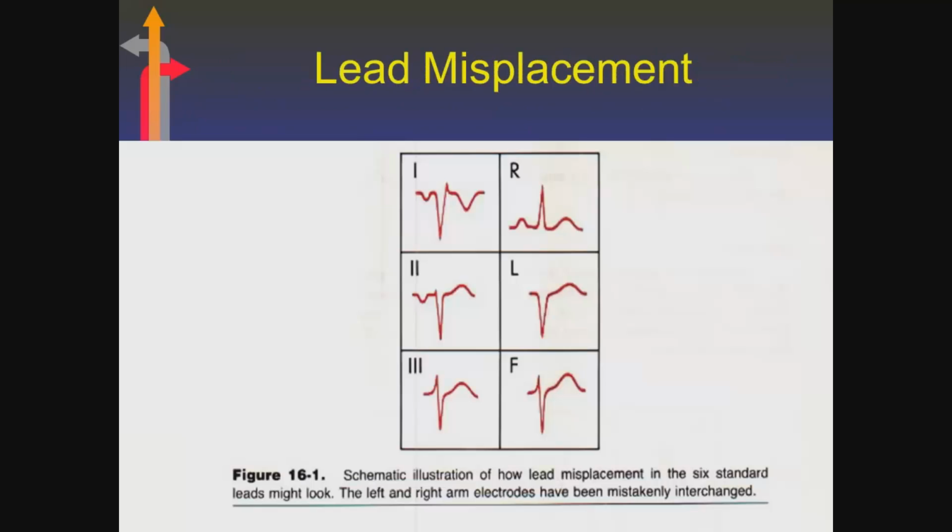Here's some examples. Again, we talked about a negative deflection in lead 2, aVR being upright. Those are all signs that your limb leads have been screwed up somewhere along the line. In this case, the left and right arm electrodes have been swapped.